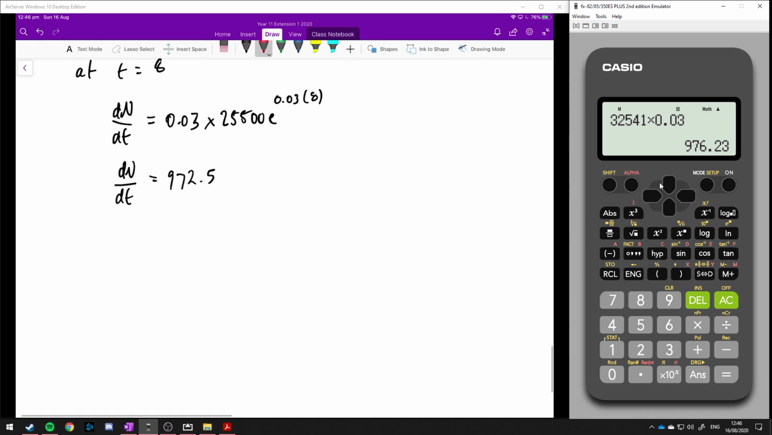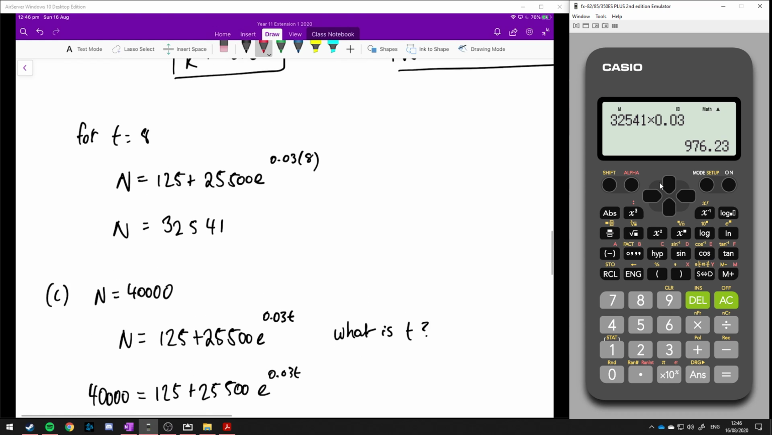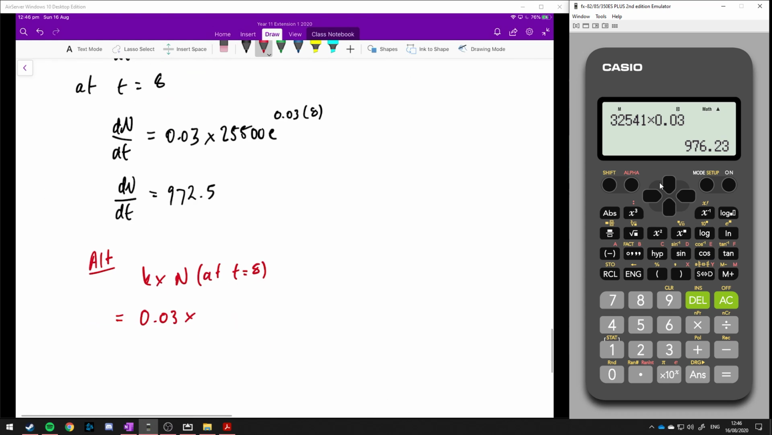Okay, so the alternative method is k lots of N. In this case it's 0.03 times N at t equal to 8. So it's 0.03 times, and I think our value was 32541. So that is equal to, it's up on my screen, 976.23. So that's the alternative method.